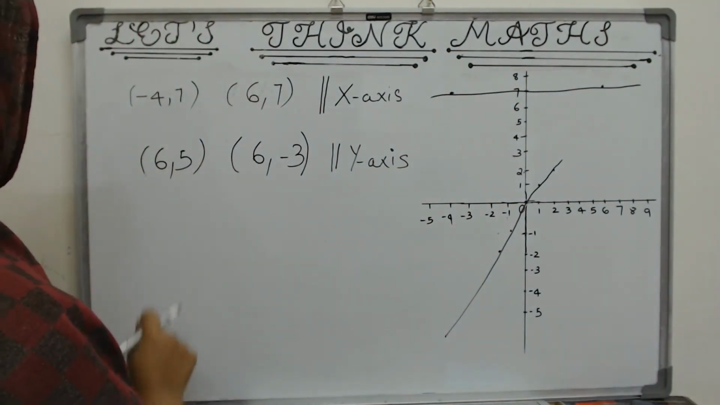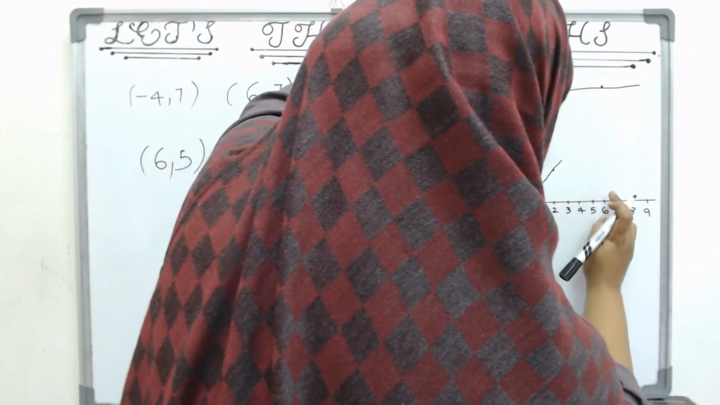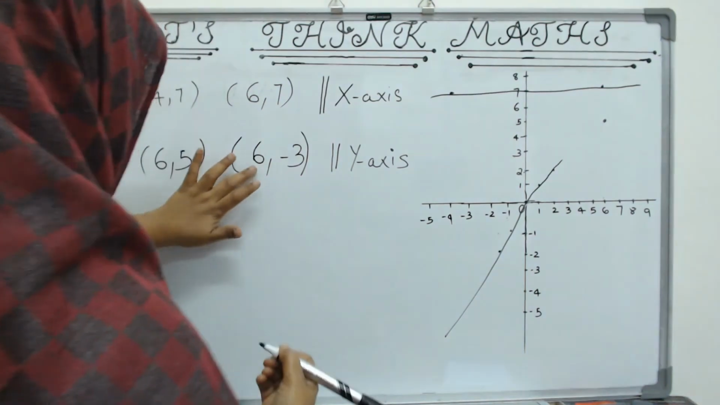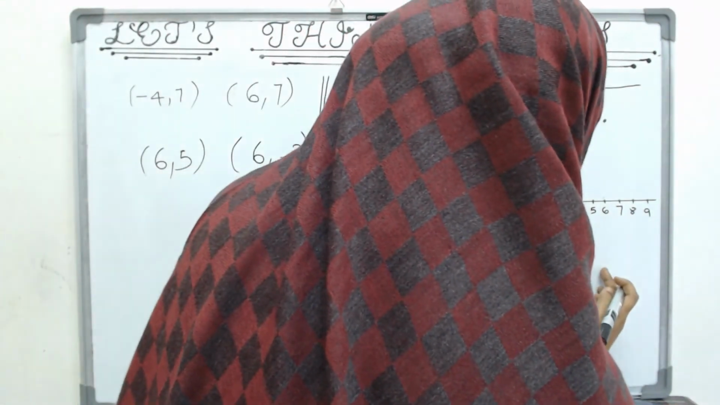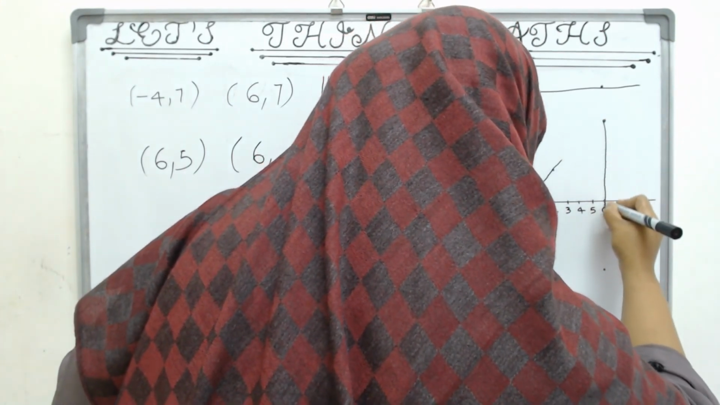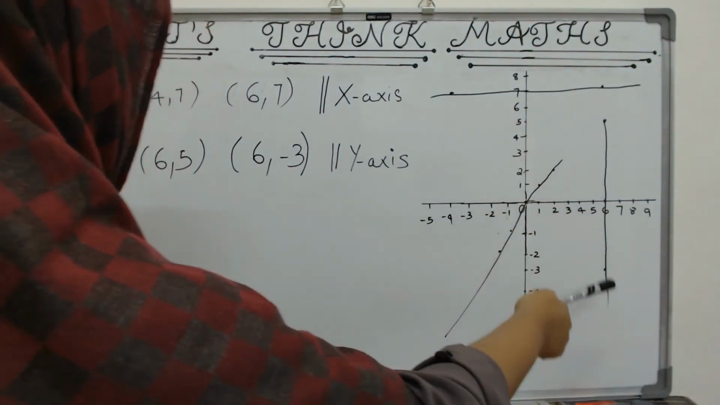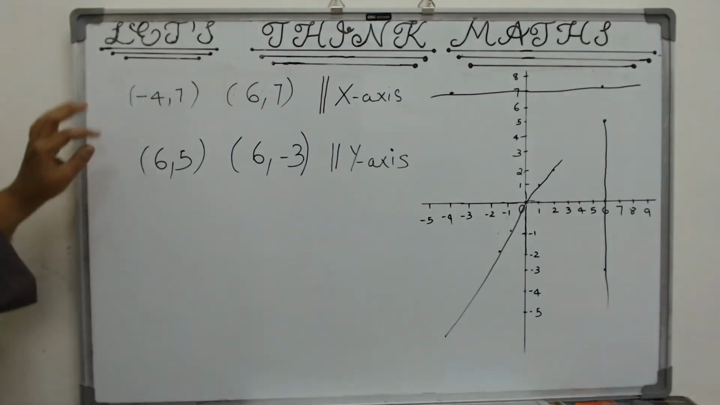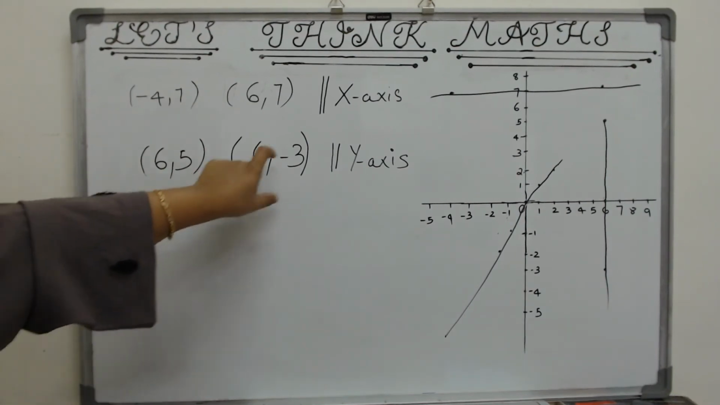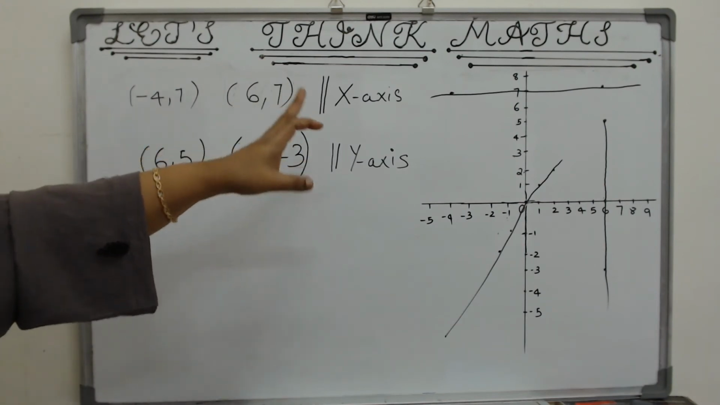Similarly, check this out. The abscissa is 6 and the ordinate is 5. So 6 and 5 will come somewhere here, and 6 and minus 3 will come somewhere here. Now I am not going to join this because I don't know if I will be able to join it straight. Yeah, there. So you will see such a line will always be parallel to the y-axis. It is not just for these 2 points. Any 2 points, if the abscissa is the same, the line will be parallel to the y-axis, and if the ordinate is the same, it will be parallel to the x-axis.